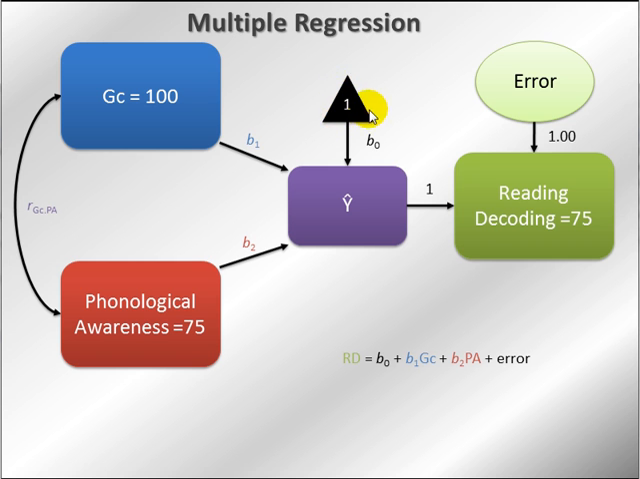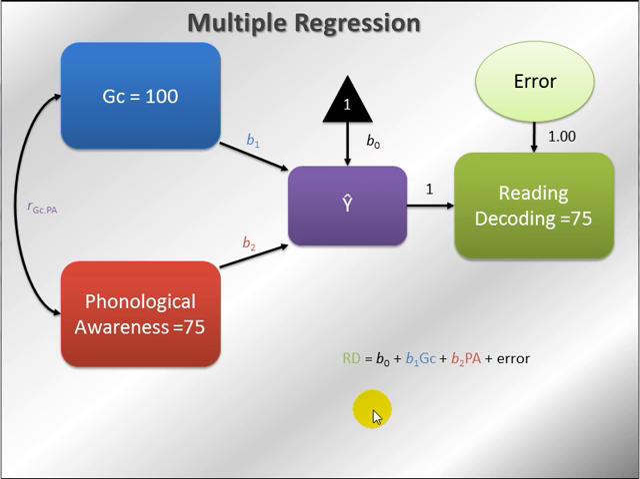This triangle represents constant 1, and we're going to take that constant and multiply it by the intercept. The intercept means the same thing that it meant in your Algebra 1 class. What is the score of y when your two predictor variables equal 0? Now in this case, no one ever has a score of 0 of GC and phonological awareness. But if they did, what would the predicted score of reading decoding be in that case? And that is the intercept.